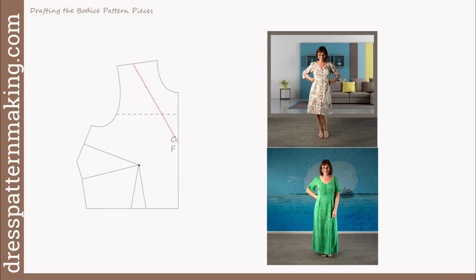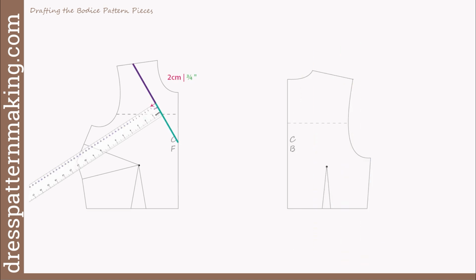But I actually prefer quite a rounded V-neck. So in the middle of that neckline, I'm going to measure inwards for 2 centimetres or 3/4 of an inch at right angles to that straight line and make a mark, then draw a rounded V-neck curve to touch that.